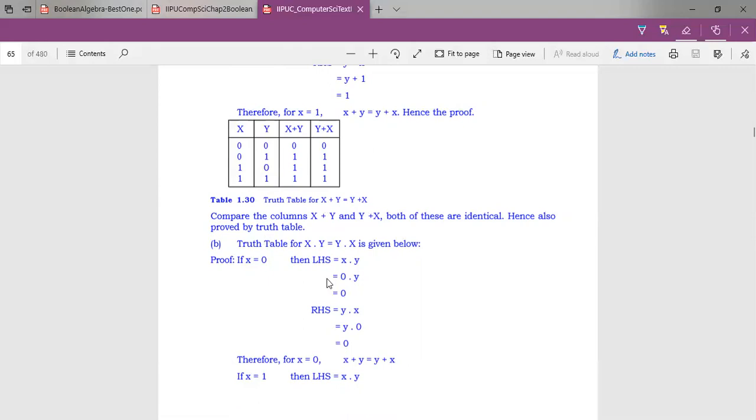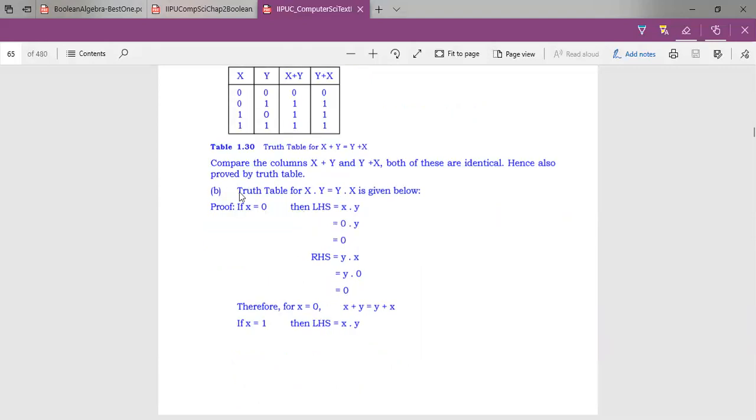So next, the proof for x dot y is equal to y dot x. This is not the truth table, this is the proof by perfect induction. First one, put x is 0. LHS, x dot y is equal to 0 dot y is equal to 0. RHS, y dot x is equal to y dot 0 is equal to 0. So here both are 0.